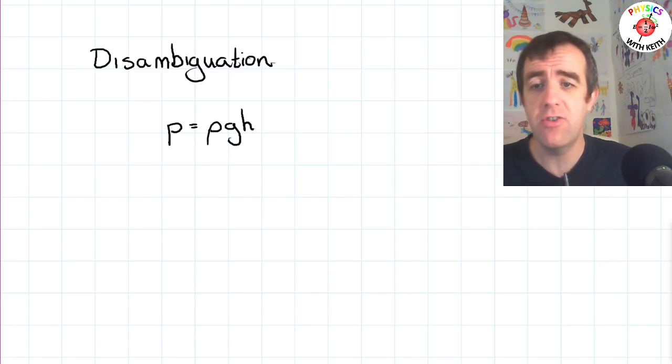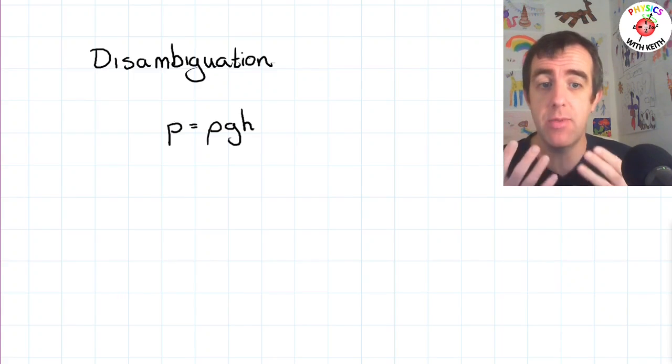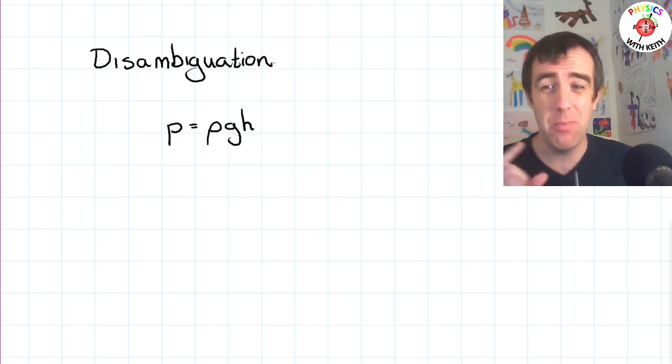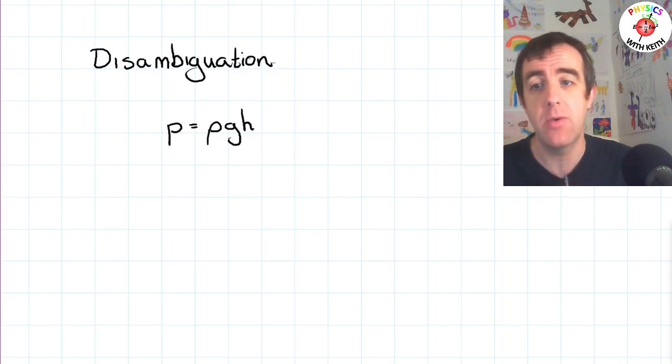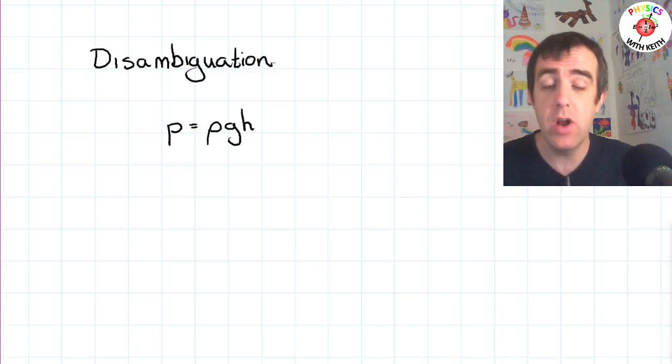The change in pressure at a depth due to a fluid is equal to the density of that fluid multiplied by the gravitational field strength multiplied by the depth of that fluid. It's got P and rho in the same equation, and so it has to be absolutely clear to the examiner which one is P and which one is rho.